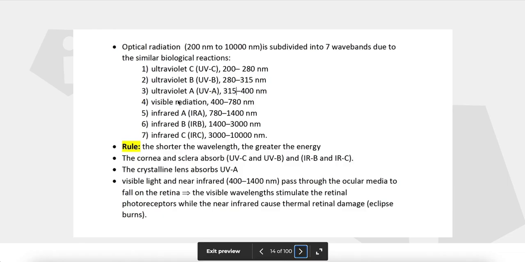So this is from Elkington, which shows the different ranges of wavelength of different waves. You can see that ultraviolet A has a range of 315 to 400 nanometer, and the cornea and sclera absorb the ultraviolet C and ultraviolet B, and infrared B and infrared C. The crystalline lens absorbs the ultraviolet A, and the visible light and infrared between 400 and 1400 nanometer pass through the ocular media to fall on the retina, which can sometimes cause thermal retinal damage.